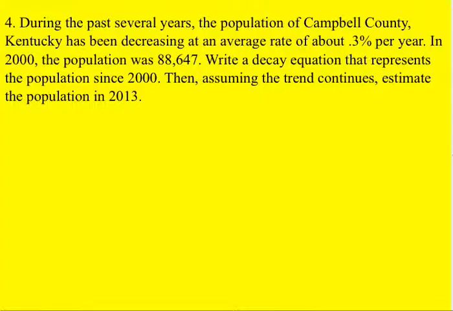So let's go ahead and take a look at number 4. Let's read it together. During the past several years, the population of Campbell County, Kentucky had been decreasing. Okay, I need to use exponential decay at an average rate of 0.3% per year. Well, I still need to convert that to a decimal, so I still need to move it left 2 places. So that's going to be 0.003 when I convert it to a decimal. In 2000, the population was 88,647. Write a decay equation that represents the population since 2000. Then, assuming the trend continues, estimate the population in 2013.